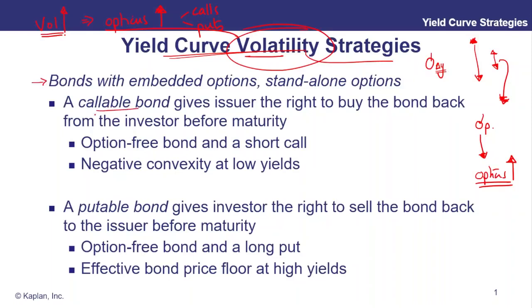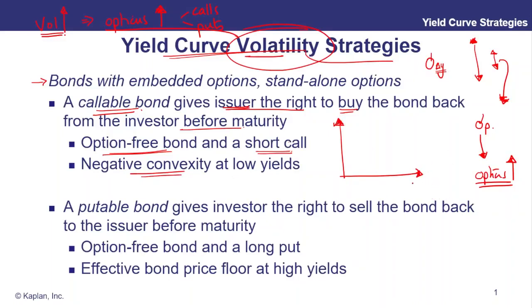A callable bond is a straight, option-free bond and a short call position, because the call is with the issuer. The issuer has the right to buy back the bond prior to maturity, and the issuer chooses to do that if rates fall. Now, it's this short call exposure that the investor has that gives a callable bond negative convexity at low yields.